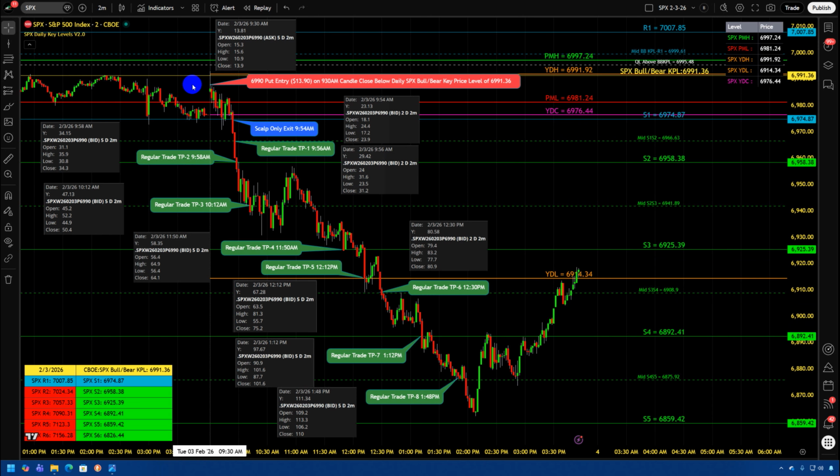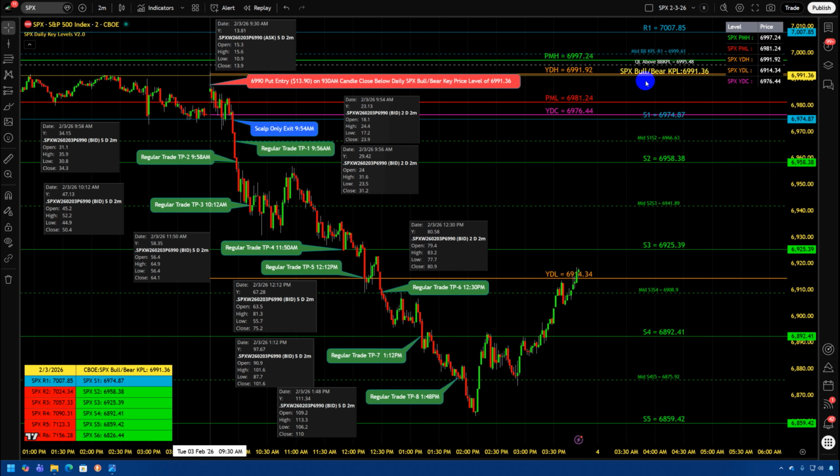So here we have the 9:30 a.m. opening candle here. As you can see, even though it wicked above the bull bear key price level and this YDH level, which is a very direct confluence in today's session with this bull bear KPL, you have a candle that closes below the bull bear KPL on this 9:30 a.m. candle that closes at 9:32 a.m. So that is your bearish entry signal for a trade taken from the bull bear KPL level.